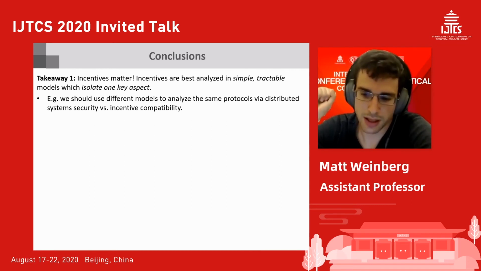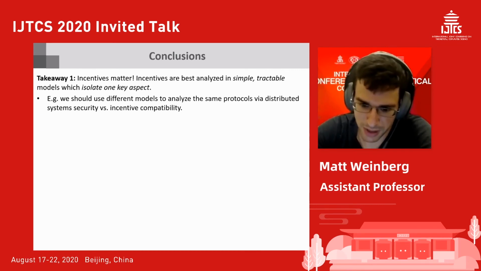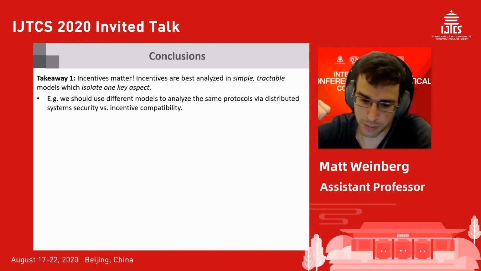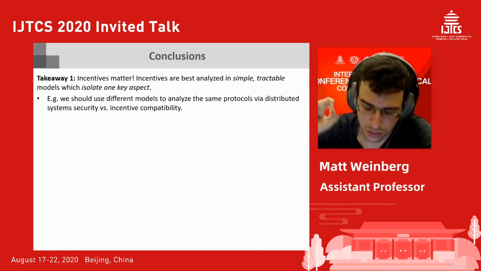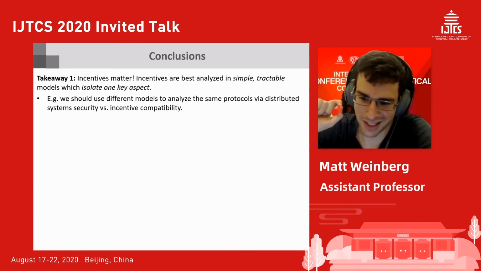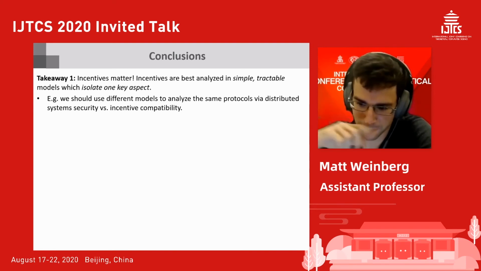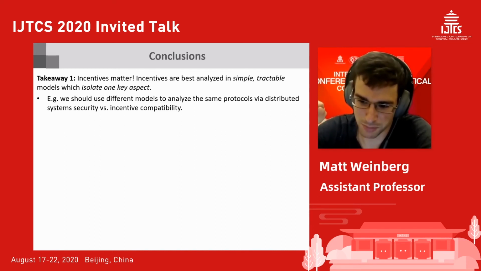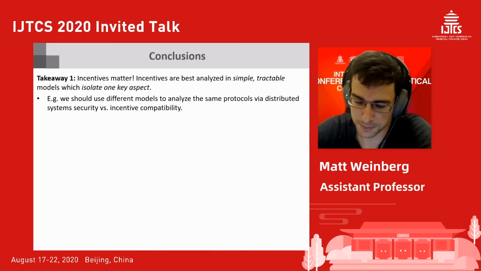So takeaway one: when you're designing a cryptocurrency, the incentives matter. My opinion is that incentives are best analyzed in simple tractable models where you can isolate one key aspect. So I am not saying you should never do distributed systems research on cryptocurrencies. Of course you should do that. But I would argue that we should be doing them in different models. I think it is much easier to understand incentives when the model is simple. And if the model is simple, I think that's really bad for distributed systems because you don't learn what you need to learn, right? So we just need different models to answer those questions.